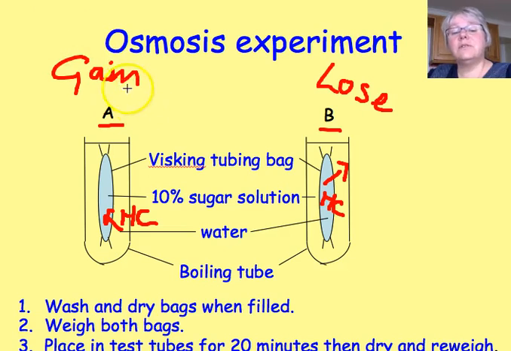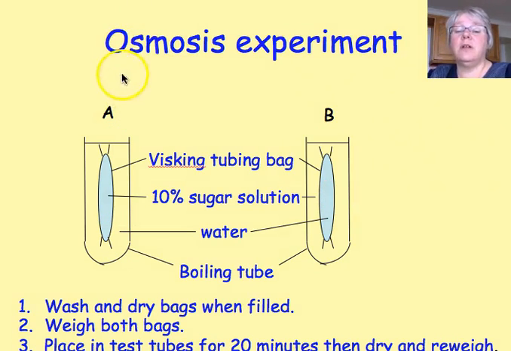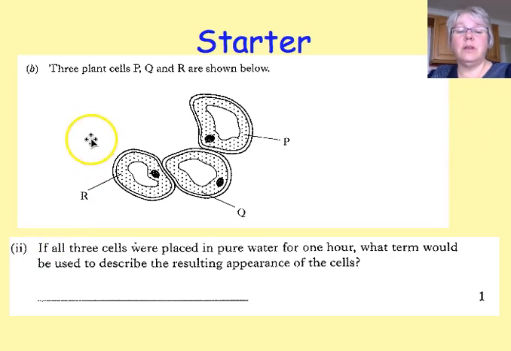And as I said, you'll sometimes get questions like this where you have an experiment that's set up and you have to try and work out which of the model cells are going to gain or which ones are going to lose weight. And to do that, you always have to identify where the high water concentration is and where the low water concentration is. One last exam question, an example here.